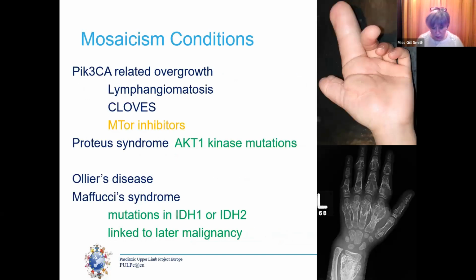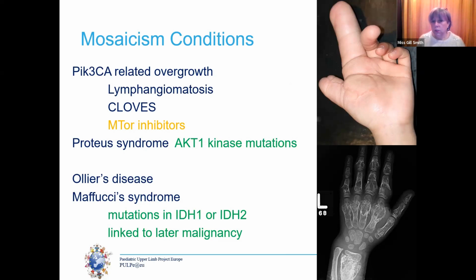I just want to mention a couple of other conditions because I can't talk about everything. PIK3CA related overgrowth. Now, it encompasses loads of conditions that we used to name in all sorts of other ways, including lymphangiomatosis and CLOVES, macrodactyly, and there is now the possibility of using mTOR inhibitors in some of the worst affected, and there's still a lot of experimental work going on with that.